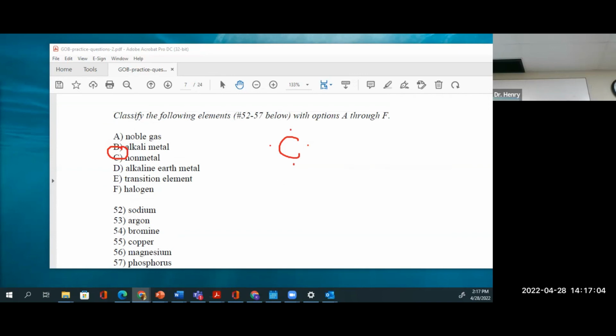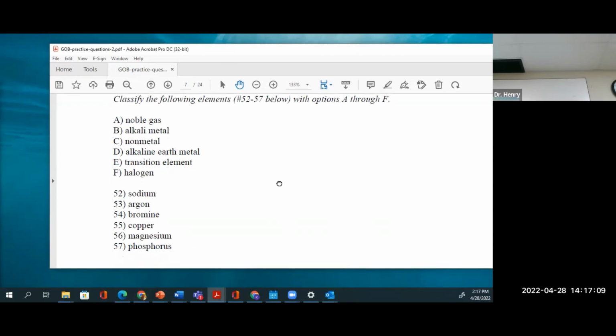Okay, so this should be a piece of cake now. Right? This is our classifications. Classify the following elements with options A through F. A noble gas. Any of those a noble gas? Argon. Alkali metal. Alkali. Group 1 metals, always a strong. So that's B. Anything else?